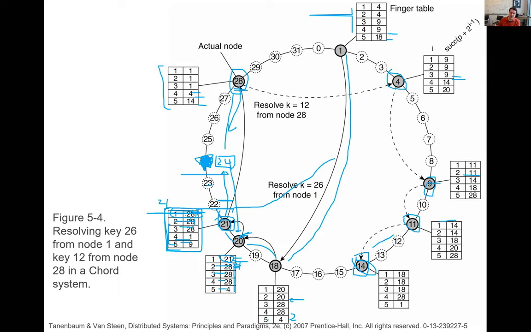So in this fallback case, do we update our finger table immediately since we were wrong, or do we have to wait for the periodic update?